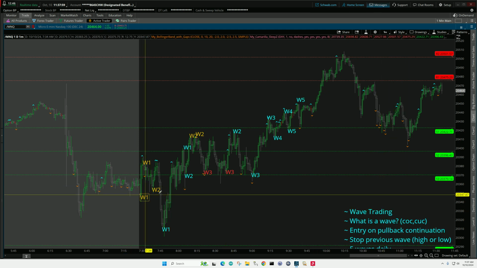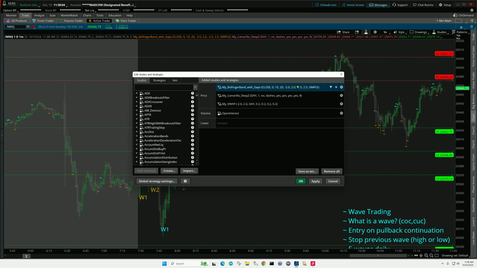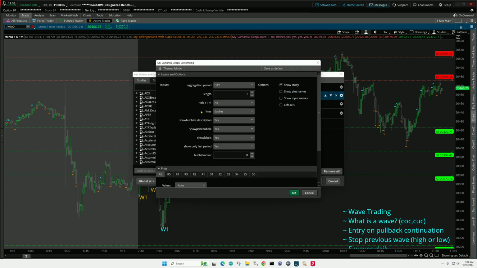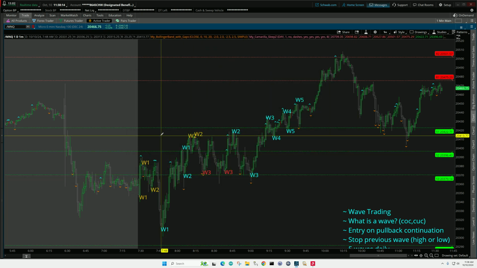Okay, so my Camarilla pivots are configured for 1 day only. I'll show you that. So you're going to set up for 1 day only. That's it. And it will draw the lines on the chart for you.